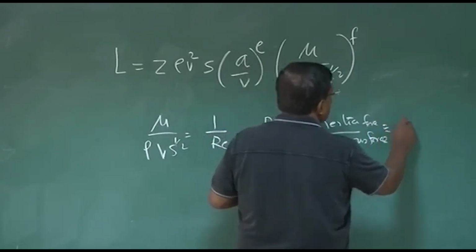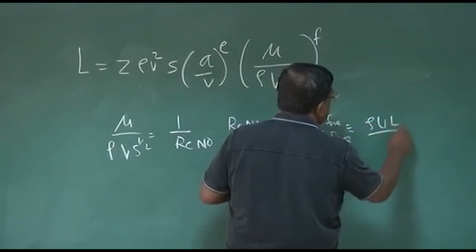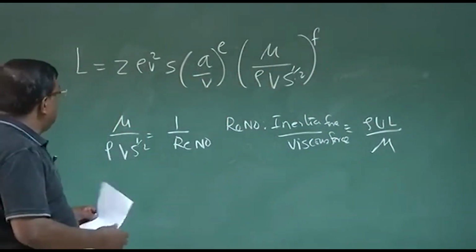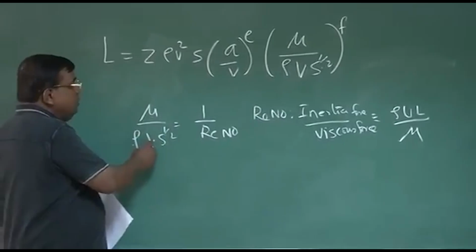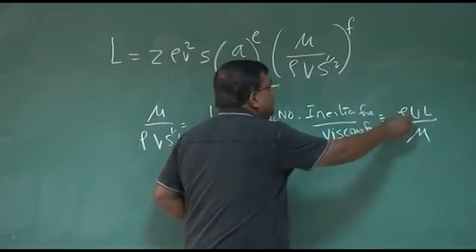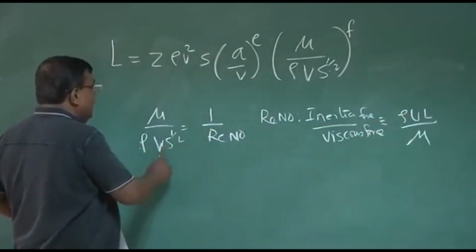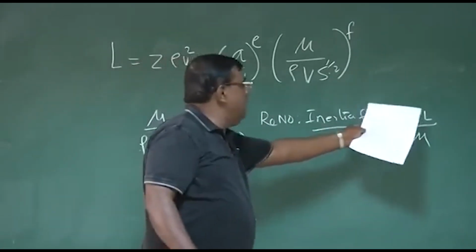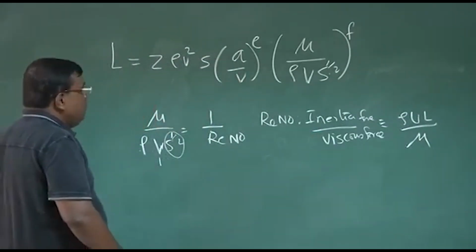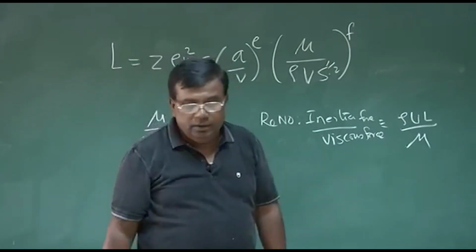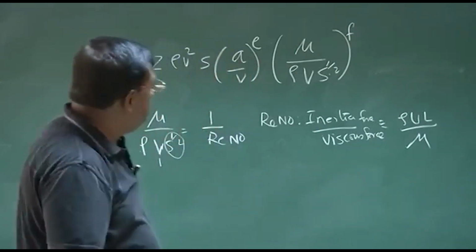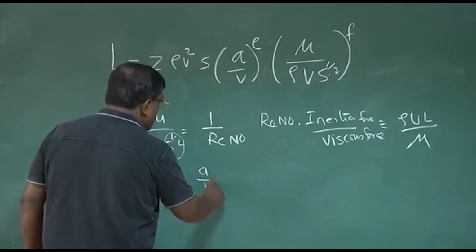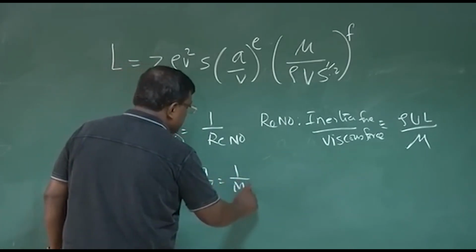And one can show by derivation that it is rho u L by mu. L is the characteristic length. If you see here, this is rho u, u is the velocity, that is the same V here, and S to the power half has a unit of length. So this is L here. And mu is the coefficient of viscosity for air. Also we identified here that A by V is 1 by Mach number.